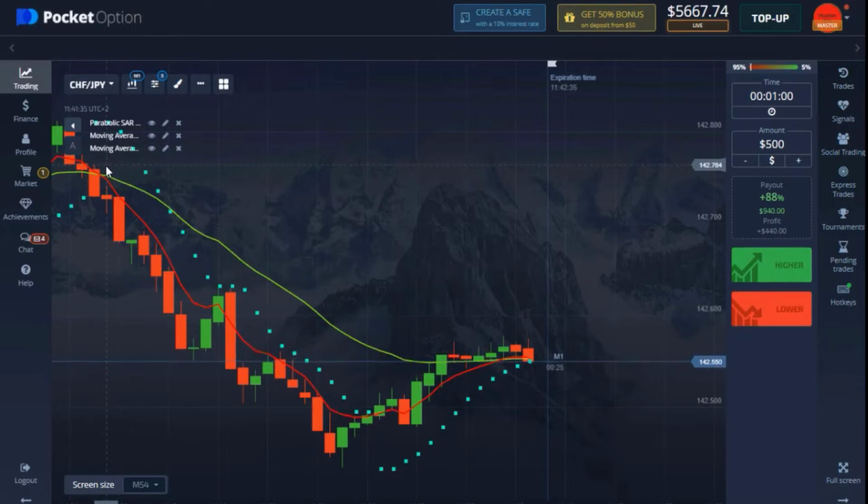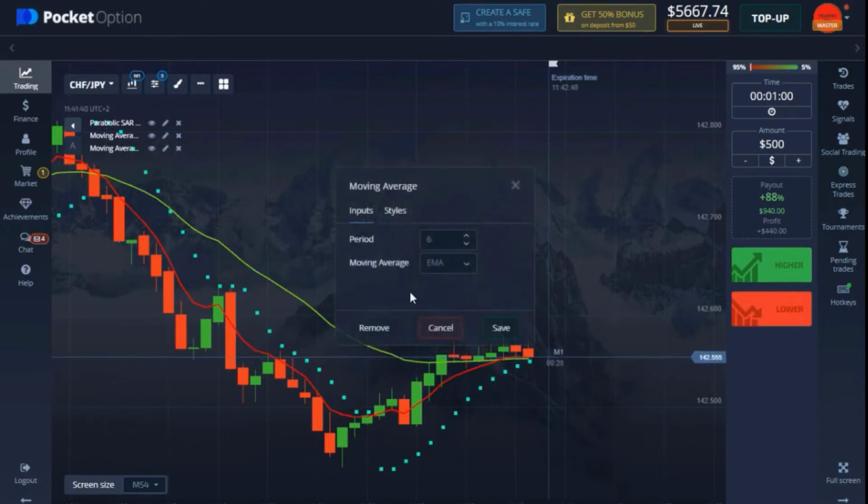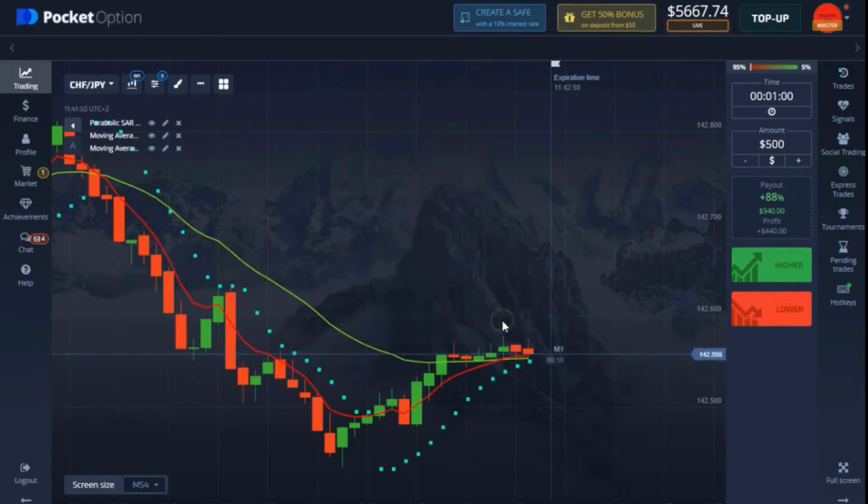The last indicator is another moving average with a period of 6. Of course, the moving average over here should be EMA. Here we're using the sell color, and we are also having this on 2 pixels for the thickness of the line. When you're done, you hit set.